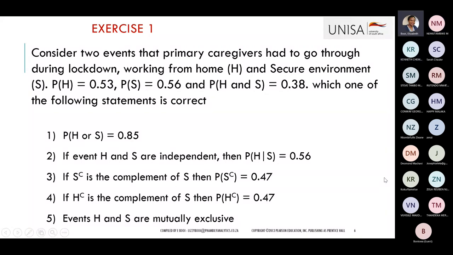So they could have just said, consider the two events that a primary caregiver had to go through during lockdown, working from home and secure environment. They could have said A and B if they wanted to, but they used the words themselves. So H and S are our two events. They give us the probability of H as 0.53, and the probability of S, secure environment, as 0.56. They also tell us that the probability of H and S is 0.38. To answer questions like this, if they give you the probabilities and don't give you a table, you can create a contingency table so that you are able to answer the question with ease.